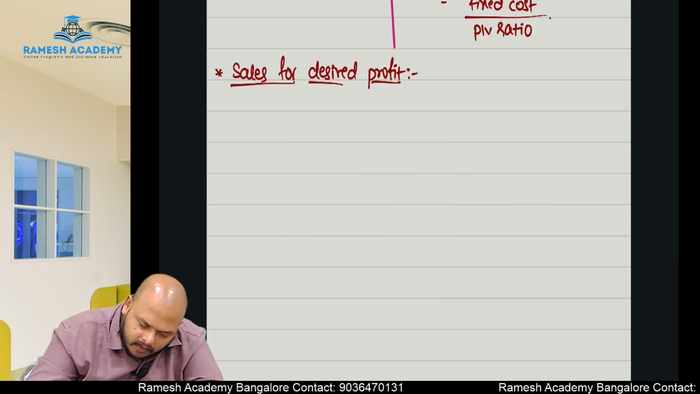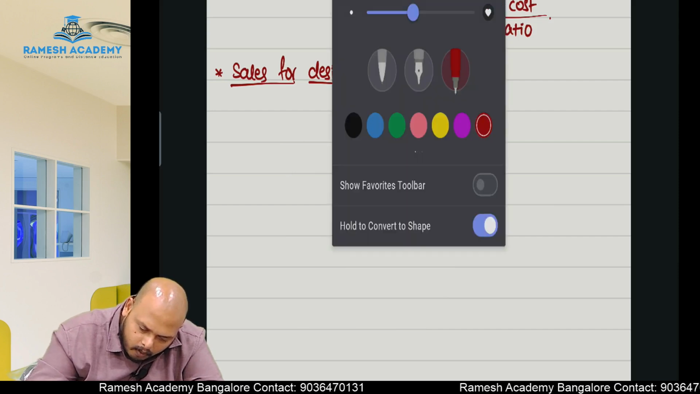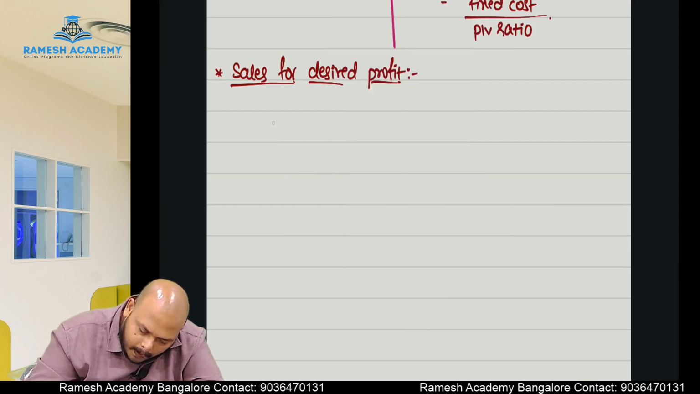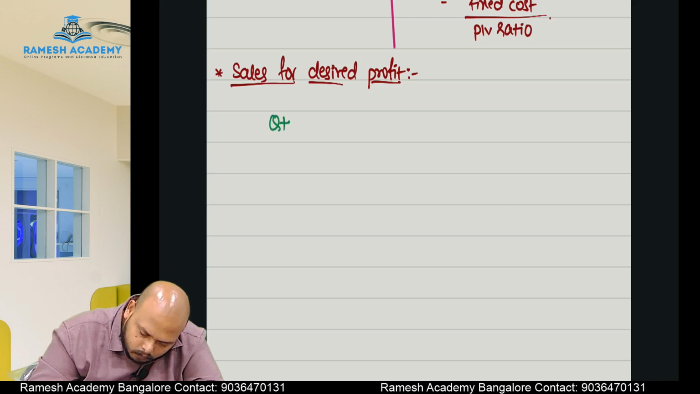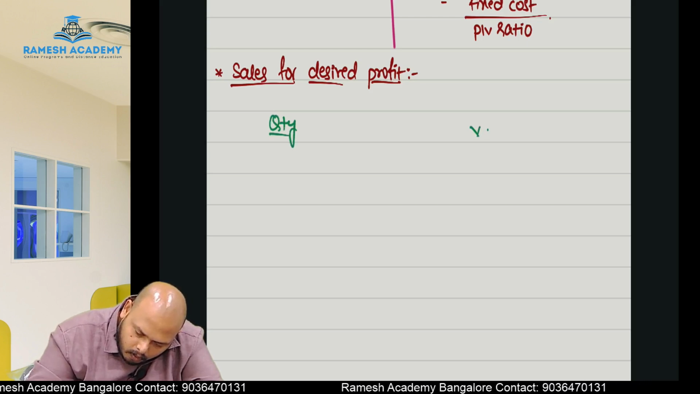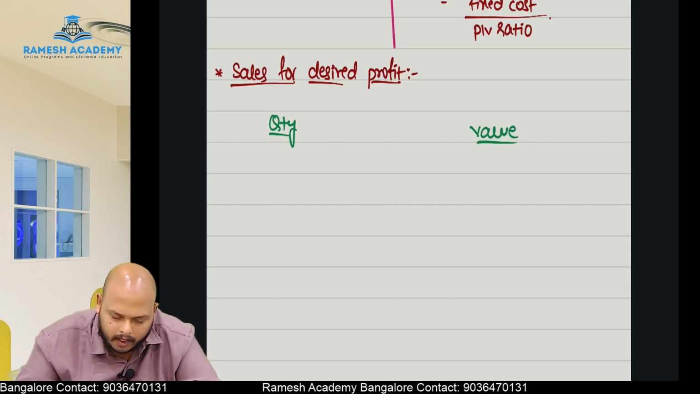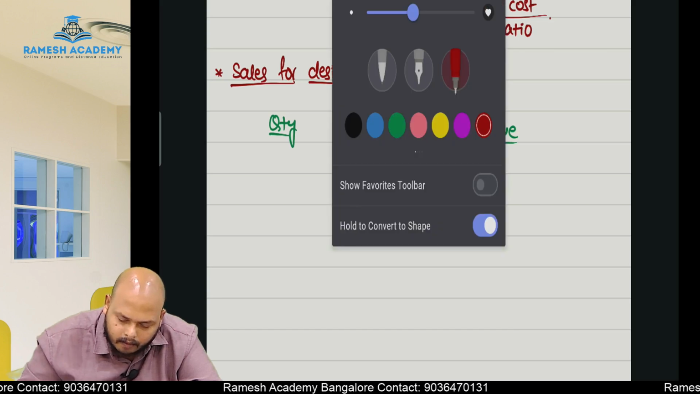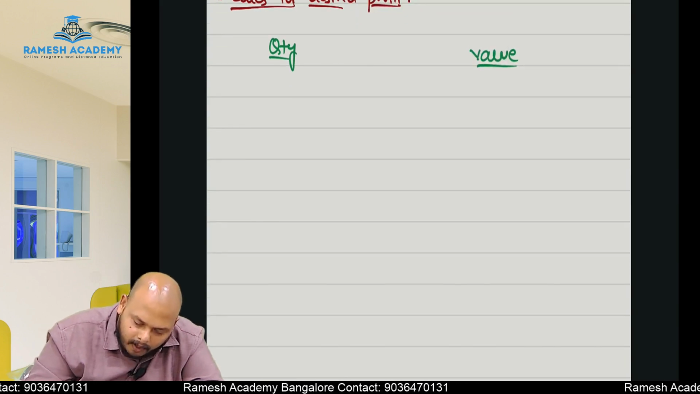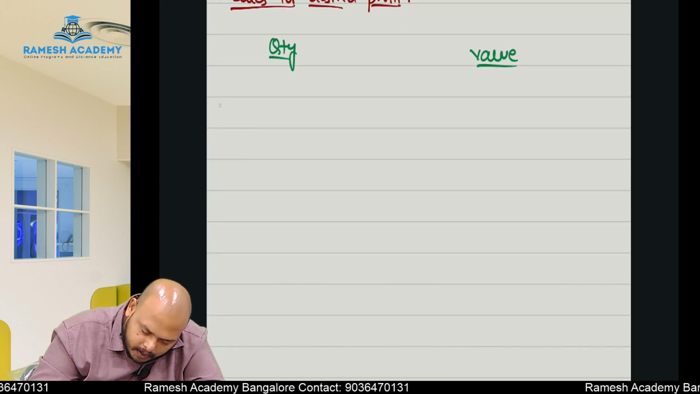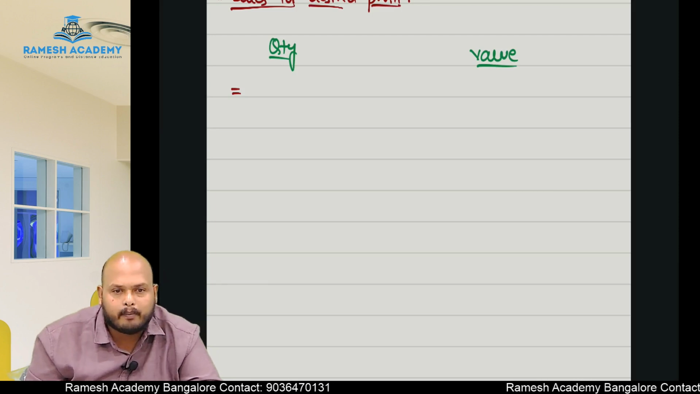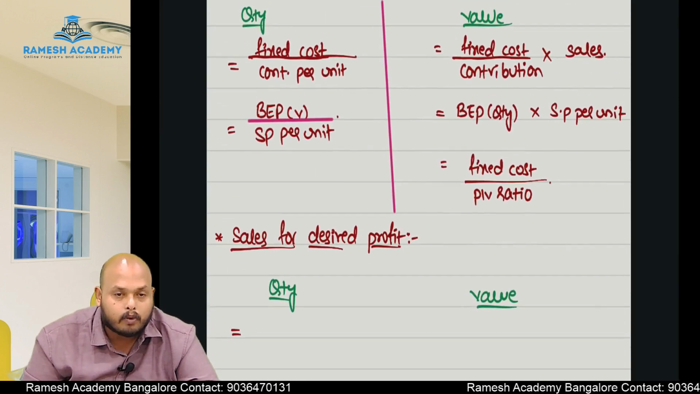In the case of sales for desired profit also, we have formulas on the basis of quantity, and we have formulas on the basis of value. Now, what is the formula for sales for desired profits? Simple, see here. Sales for desired profit quantity is equal to the break-even point formula, right? Break-even point is equal to, what is the formula?